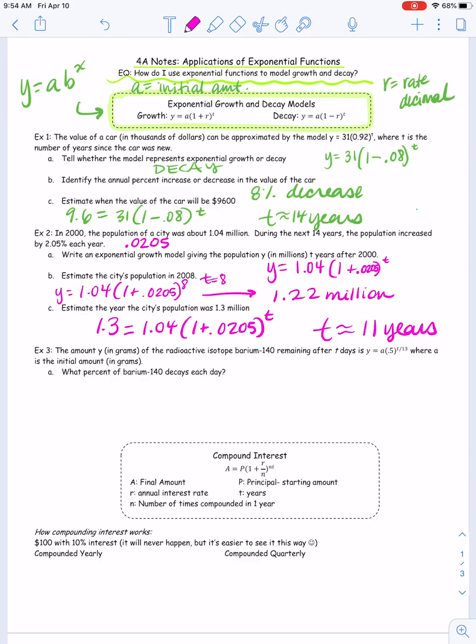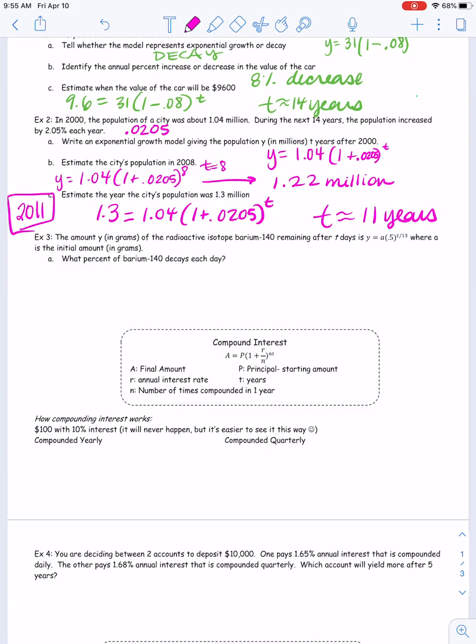Like I said, if we knew that in 2008 the population was 1.22, to get a population of 1.3 is going to have to be a number of years after 2008. So 11 makes sense. And then it says, just FYI, estimate the year the city's population was 1.3 million. So would your final answer be 11? No, your final answer would be in 2011.